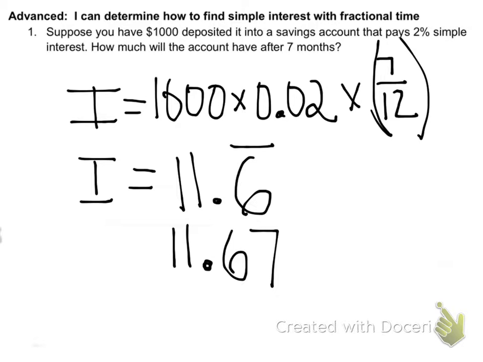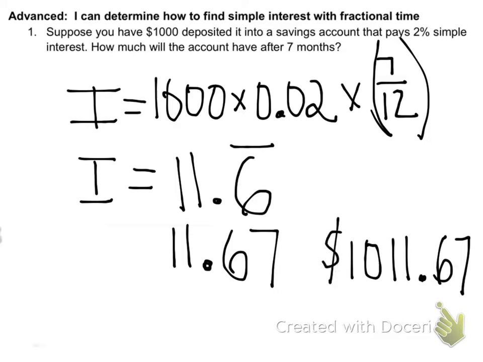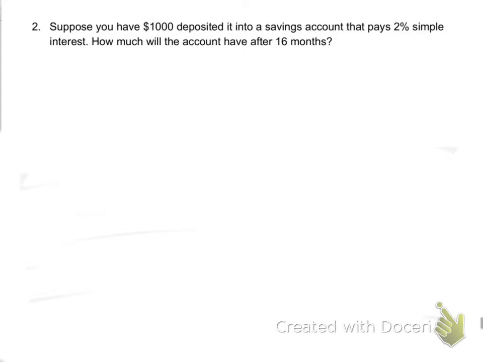So we made $11.67 in interest. It says how much will the account have after 7 months? Well, we could just add that to 1,000 to make it $1,011.67 after 7 months. It's really not too bad, but some people don't care for fractions. So go ahead, pause this video, see if you can set up this very last problem all by yourself, and then we'll see where we get from there.